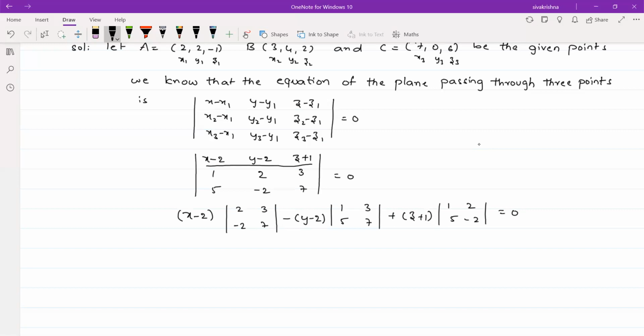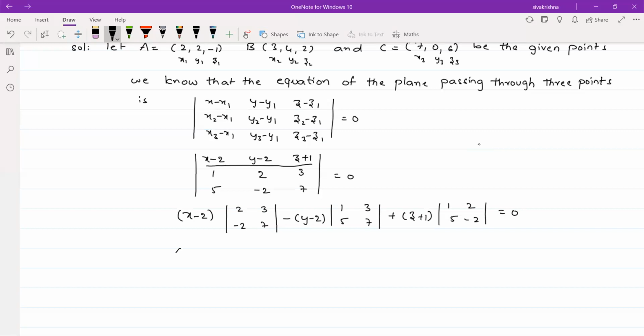Then we can see four more elements. Those are 1, 3, 5 and 7. Once again we have to write those elements in a determinant. Okay, so coming to the last element, that is z plus 1. So once again we have to close the corresponding row and the corresponding column of that particular matrix. Then we get 1, 2, 5, minus 2. So we have to write those elements in a determinant. Okay, is equal to 0.